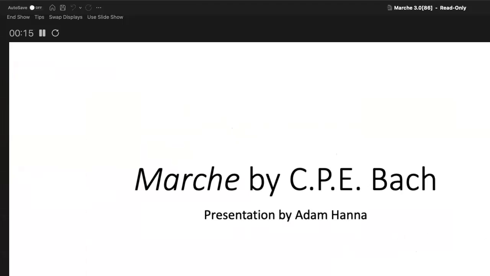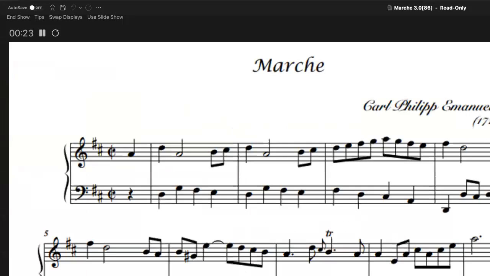Today we will be talking about the Marche by C.P.E. Bach, going over an analysis of the initial and the primary motif of this piece and how it flourishes to create the melodic intricacies that we can observe in this piece of music.